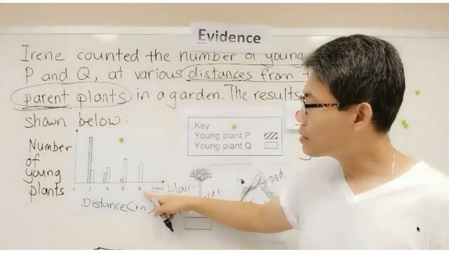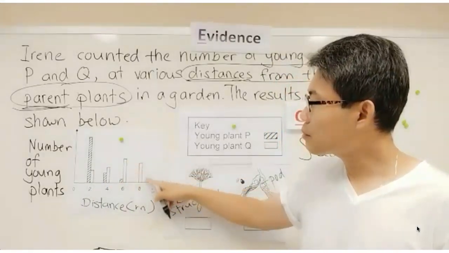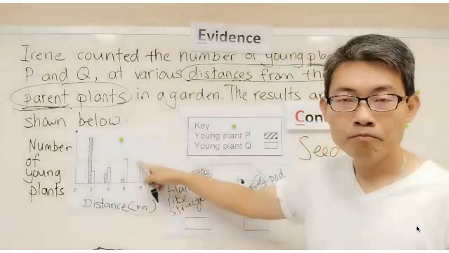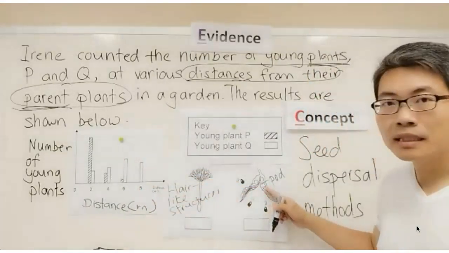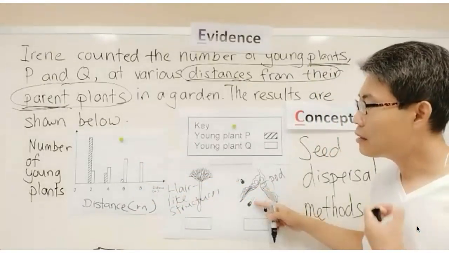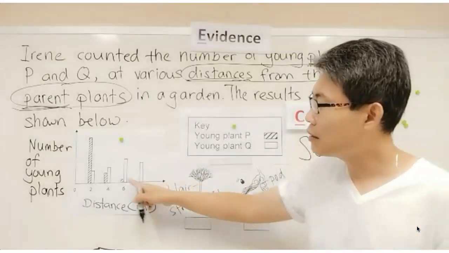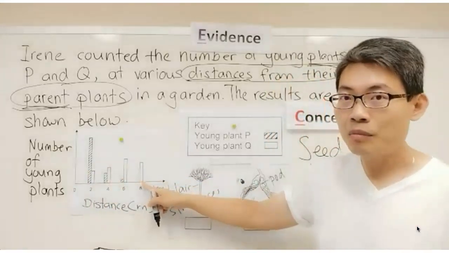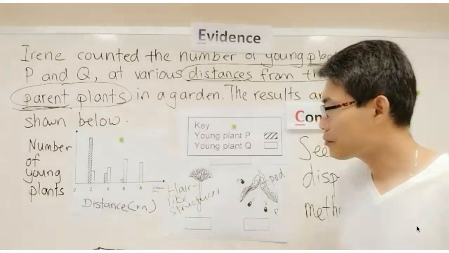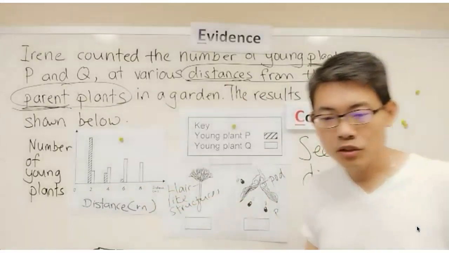Notice at 8 meters, only this particular plant Q was there. There was no plant P at all. The explosive action wasn't enough to bring the seed and let it fly all the way to a distance as far as 8 meters away. It's really too far. Alright, so what is the question now?